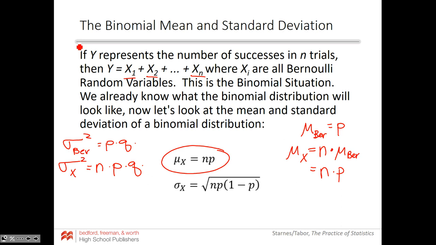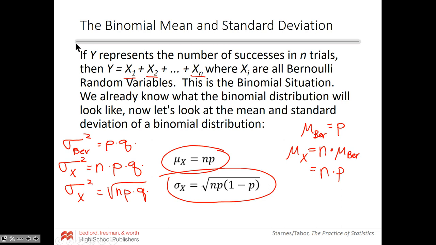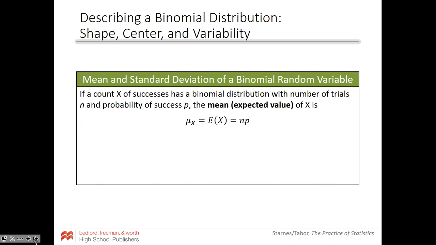But I don't really care about my variance so much. I care about my standard deviation. So then I just take the square root of n times P times Q. So that gives us this formula here. This is my formula for the standard deviation of a binomial distribution. Remember, Q was really this probability of failure, which is just 1 minus P. So now we can use those formulas to find mean and standard deviation.